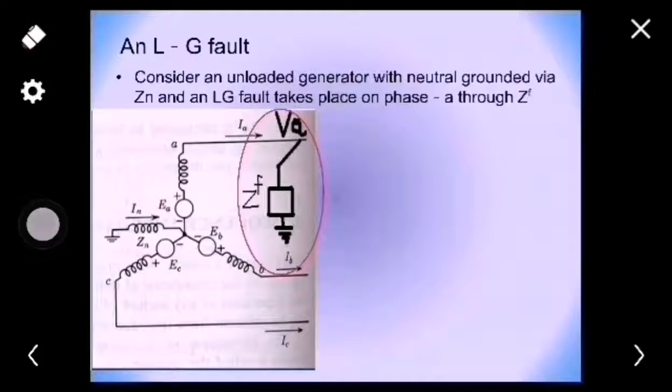This is an unloaded synchronous generator. Now let us define the boundary conditions. Here line to ground fault is happening on phase A to ground via this ZF. ZF is known as the fault impedance. So definitely there is a potential difference between the phase A and the ground point due to the presence of ZF. If ZF is 0, the fault is said to be a bolted fault or solid fault. Neutral is again grounded via Zn, and this is the three-phase representation.